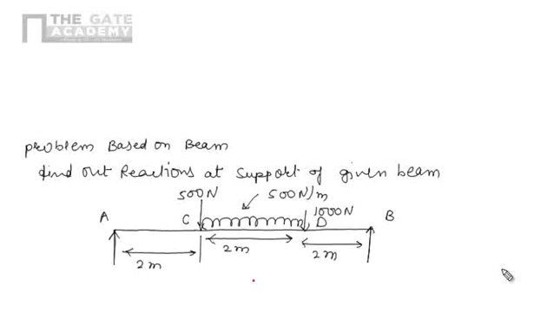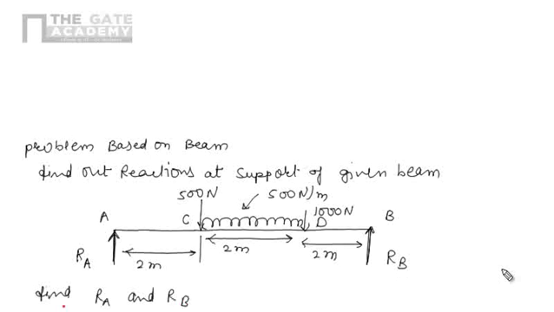So before starting this problem for finding out reactions, first of all identify the supports. The supports at A and B, if we look at the diagram, are simple supports, and according to our theory, a simple support has only one reaction. So for this problem, there will be one reaction in the vertical direction. So we can say that it is Ra at A and Rb at B. So now our interest is to find Ra and Rb.